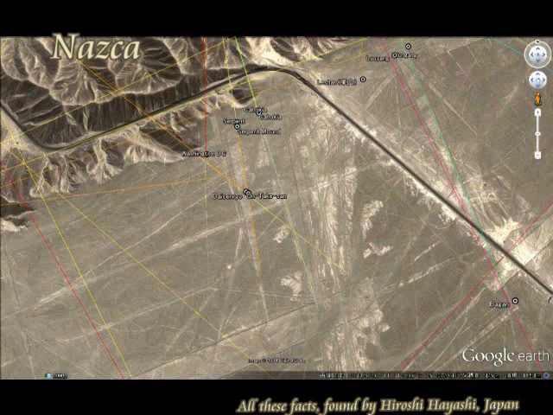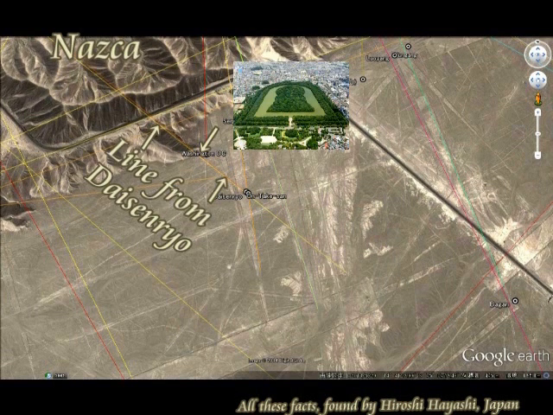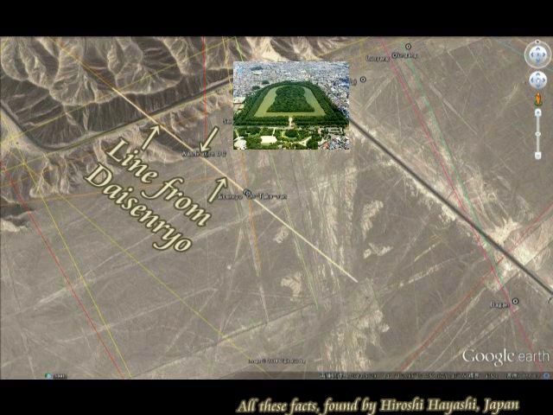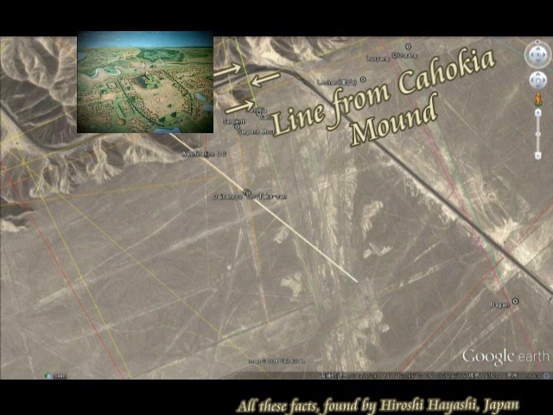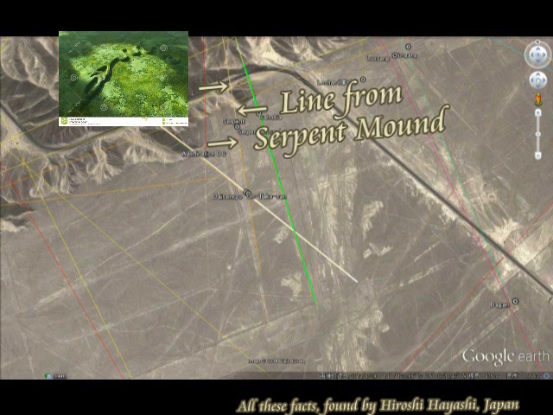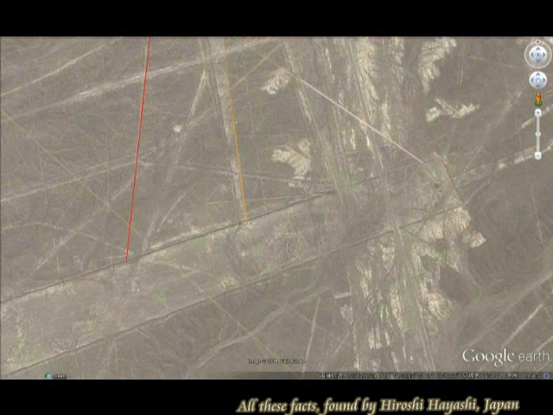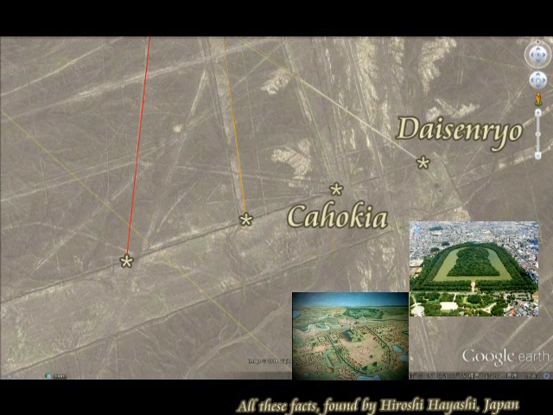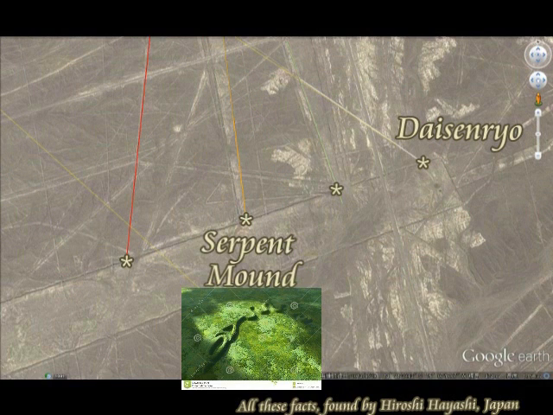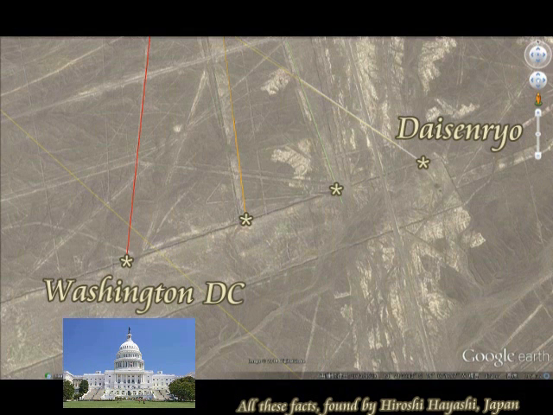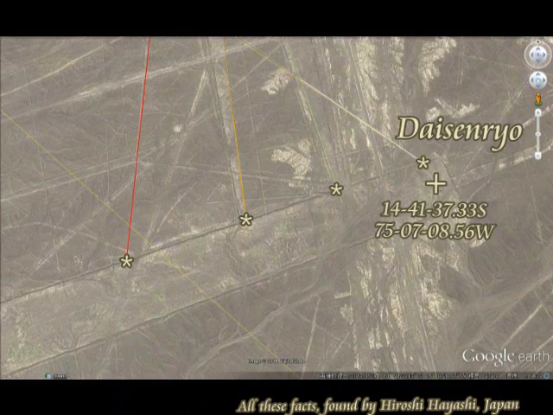And back again to the Nazca theory to make sure. This sign comes from the Daisenryo Mound. And this line comes from Cahokia Mound. And this line comes from Serpent Mound. And at the entrance, you see a landmark of a serpent. Anyway, this line comes from Washington, D.C. And also two lines from Blythe Intaglios and Valley of Fire, as I have shown you before. And these points are almost at the same or regular intervals to each other, like this.